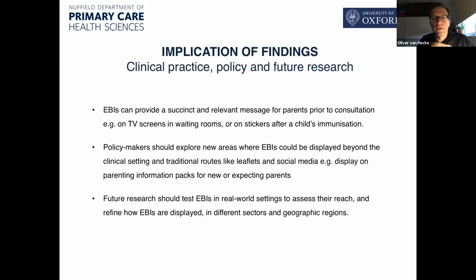And clearly, we need to do further research in whether the concept of an EBI actually works in real world settings, and in particular to assess their reach, and perhaps also to refine how EBIs are displayed out there in different sectors and perhaps also in different geographic regions.